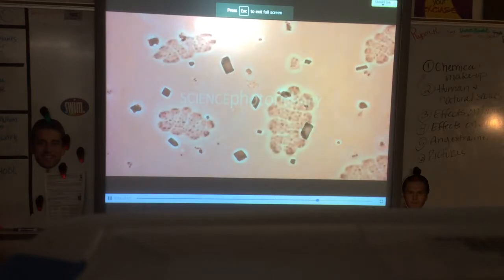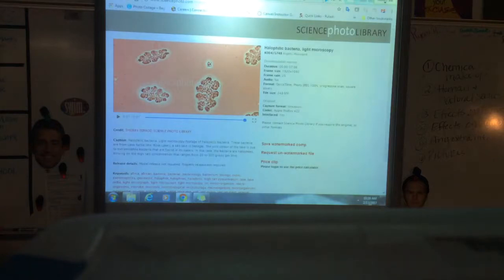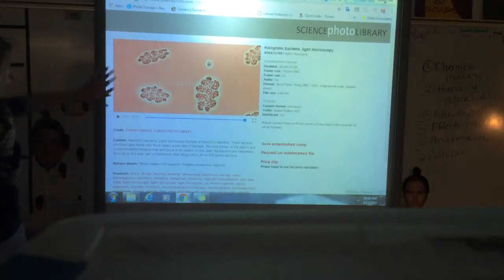There's no music to this at all, but you can see that these are the halophiles that live there. They are red in color, and because of that, they are giving off that hint. Here we've got some footage of the bacteria from a light microscope. The lake is pink due to this bacteria that's found in that water.